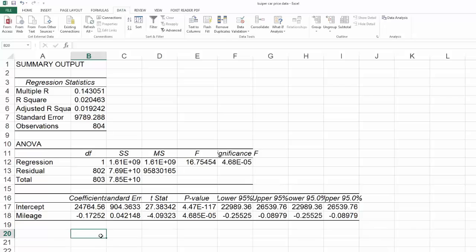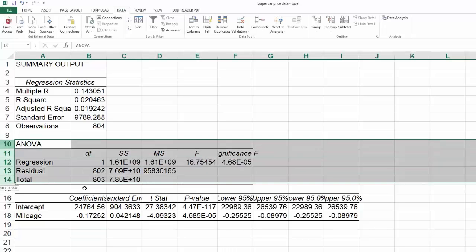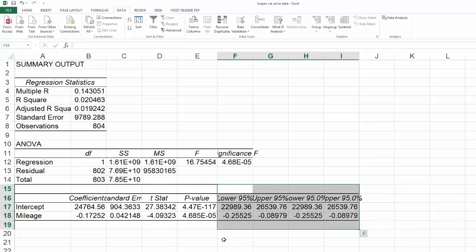And again, some of this other stuff I don't tend to focus on too much, at least in the class, so you don't need to worry about it either, like the ANOVA stuff or these confidence values over here.